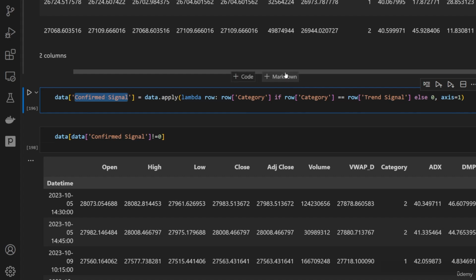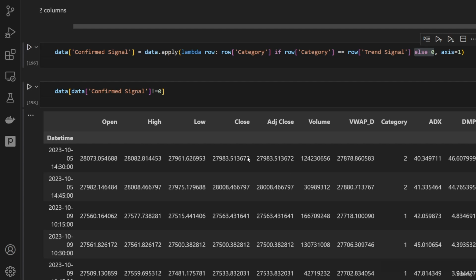If we have a confirmed downtrend, so both the category and the trend signal are equal to 1, then we return 1 and we save it as a downtrend confirmed signal in the confirmed signal column. And if we have different signals between the category and the trend signal, in this case we return 0 because we couldn't confirm, or both indicators are not confirming the same trend direction.